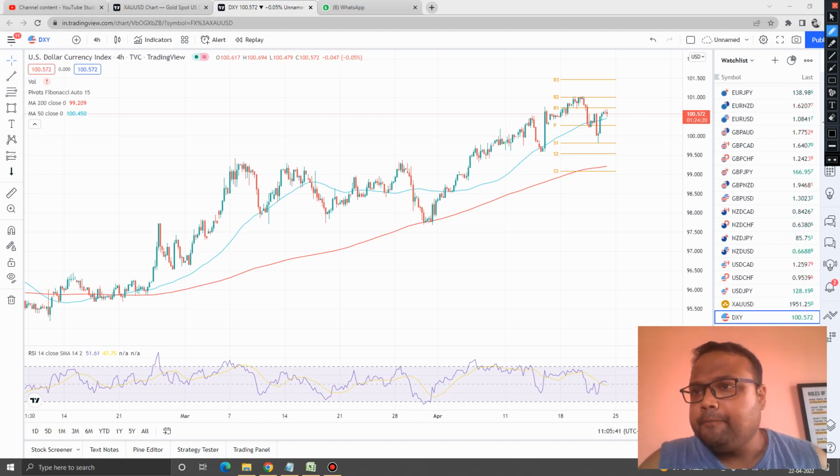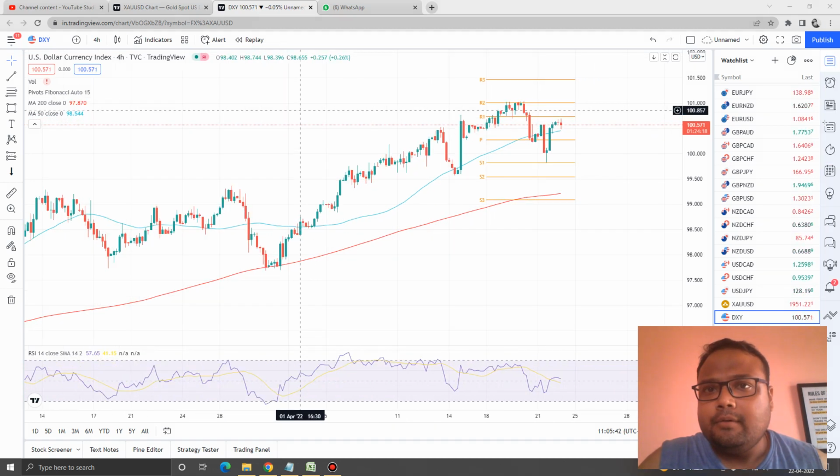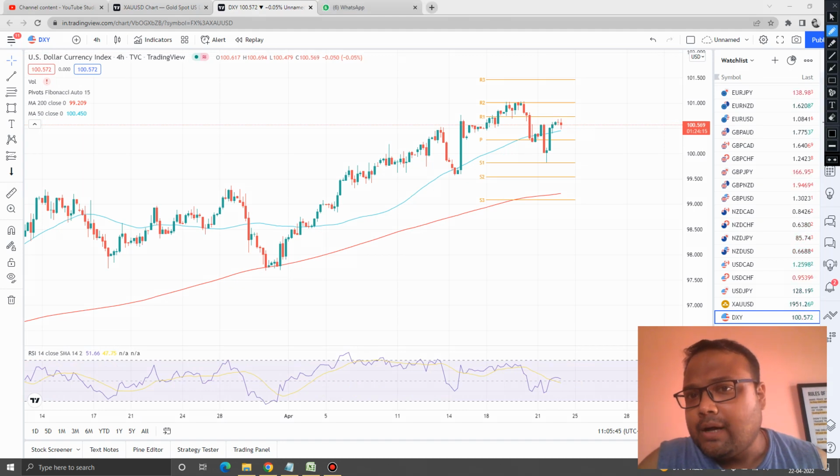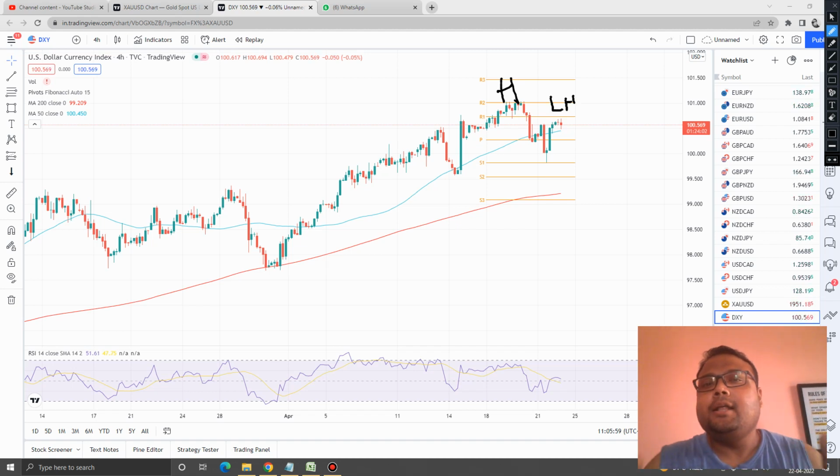But yesterday, while going up, DXY could not cross the previous high in the market. This was the high, and this time you can see that DXY formed a lower high in the market. Generally, a lower high in an uptrend signifies that the buying is reducing and the sellers are entering the market. Undoubtedly, the market is in an uptrend.